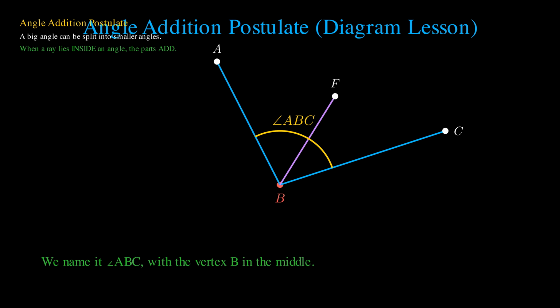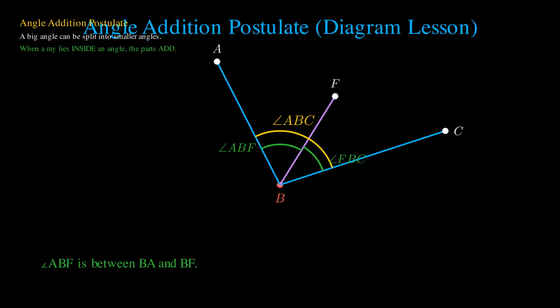The big angle formed between rays BA and BC is named angle ABC. When naming angles, the vertex always goes in the middle. So the middle letter B tells us where the angle is located. Now let's name the two smaller angles created by the inside ray. The first smaller angle between rays BA and BF is called angle ABF. The second smaller angle between rays BF and BC is called angle FBC. So the inside ray creates two adjacent angles.